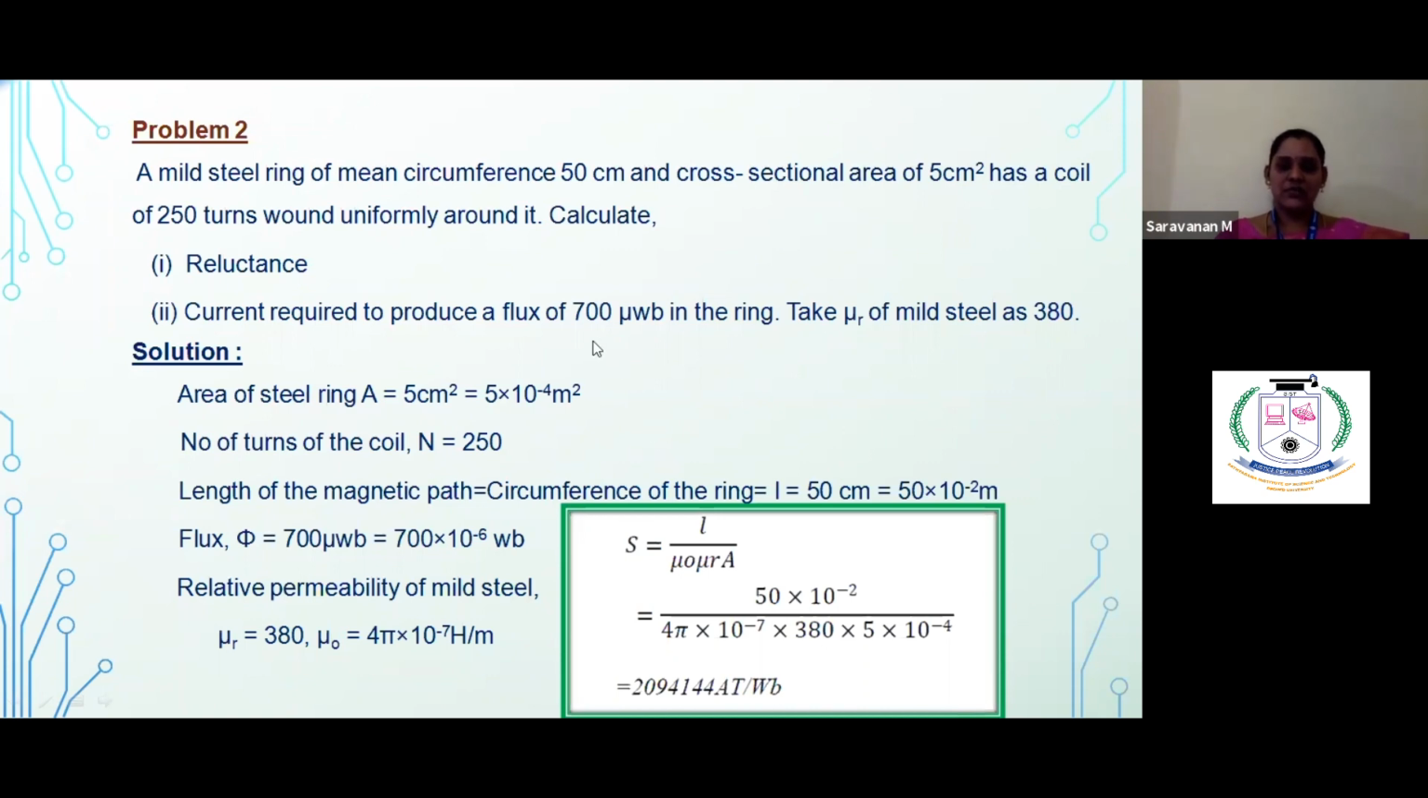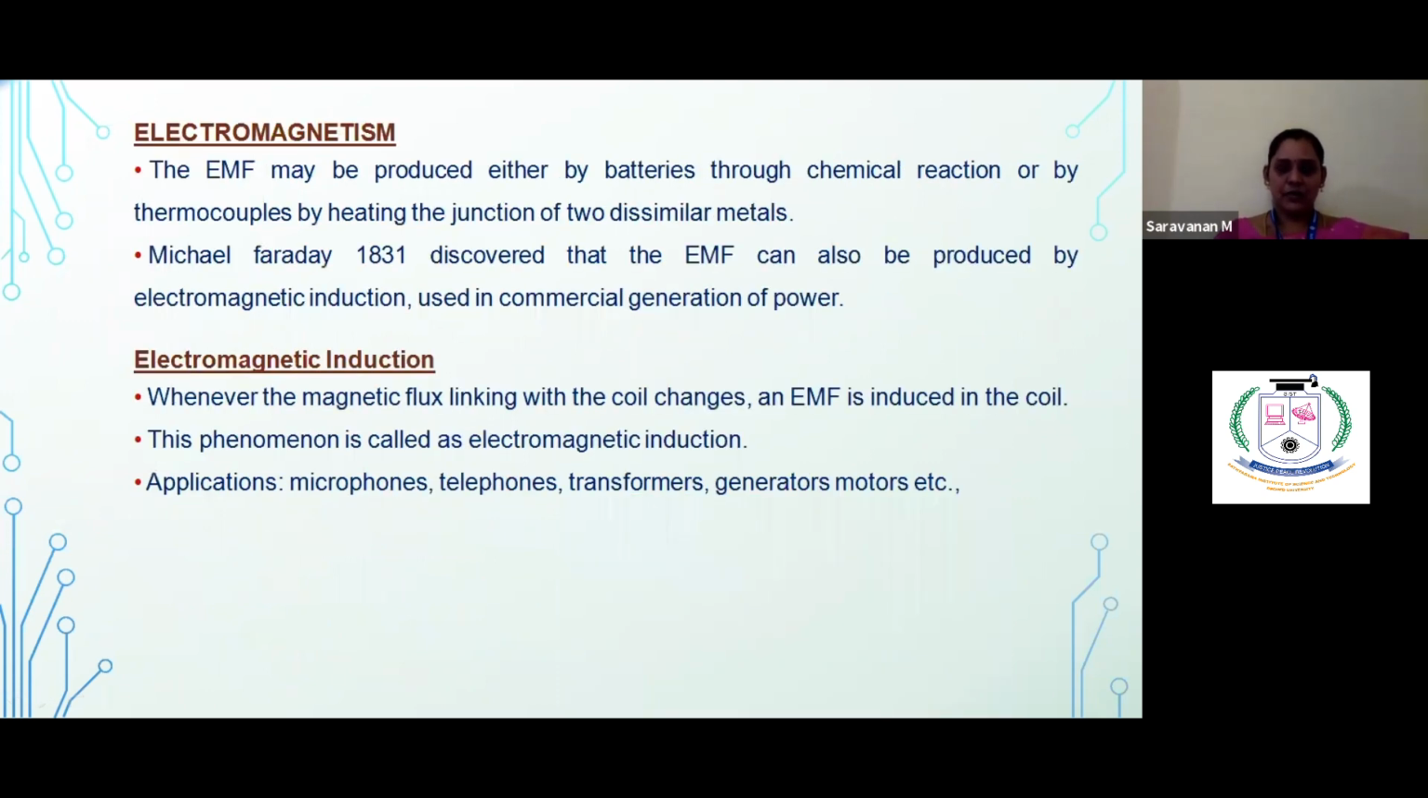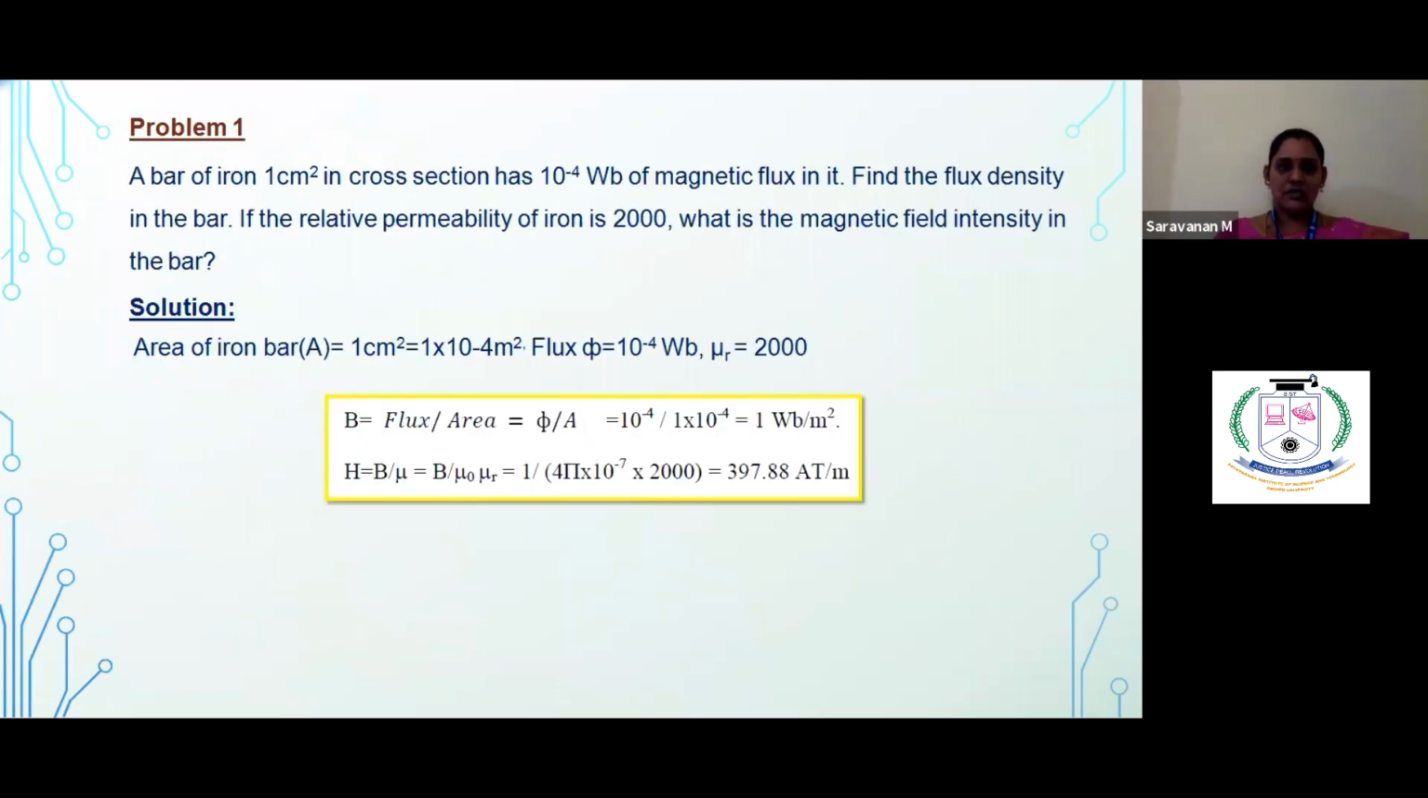The number of turns has been given, and the S value we know, and the L value we know. Substituted, from which the current required for the magnetic flux of 700 microweber can be easily calculated. So this is the second model of the problem, right? You can see within these two problems I have just covered the basic expressions we have.